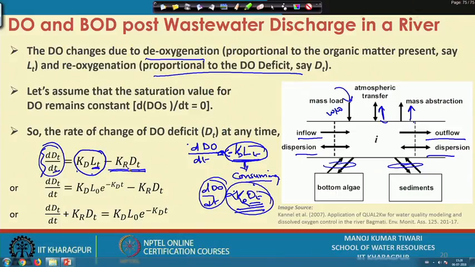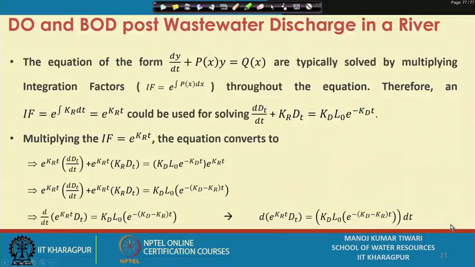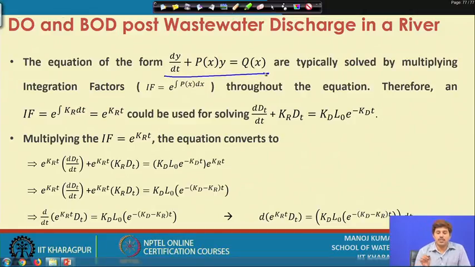Now, we earlier saw that Lt can be written as L0 e to the power minus kd t, and then we can rearrange this equation like this. So, we take this term to the right side. We have this kind of equation, which in fact is a standard differential equation, which can be solved by the application of an integrating factor. The typical equation is of this form, and such equations are solved by multiplying an integrating factor on both sides of the equation, of the form e to the power of this function that we have.